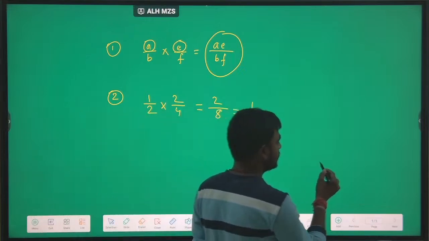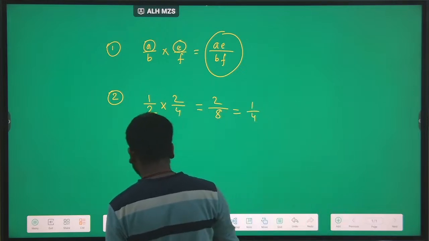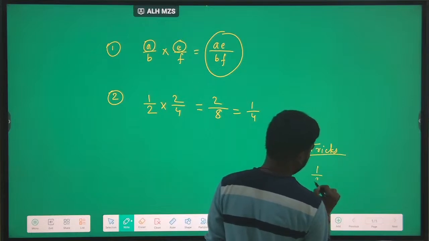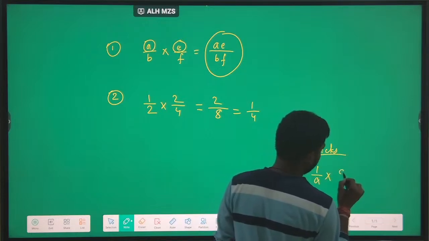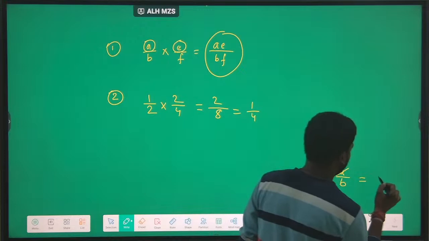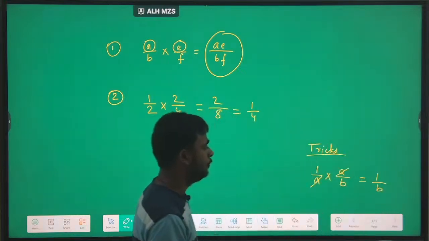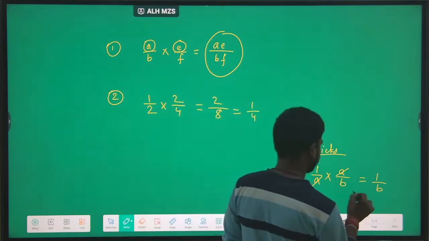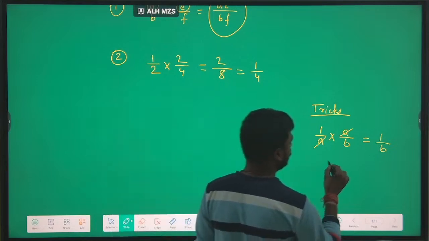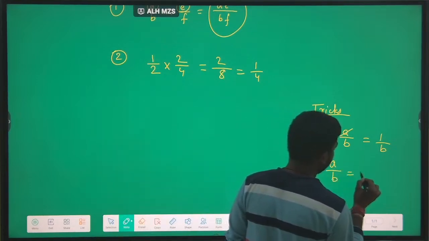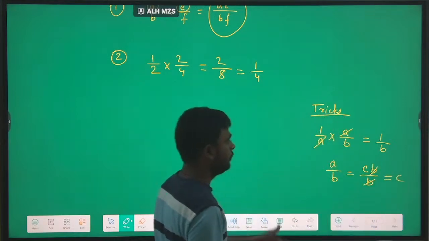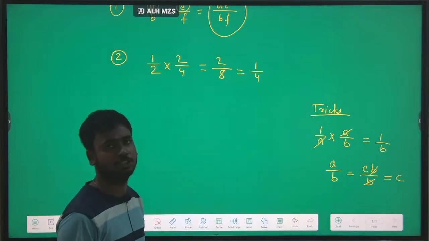Now, we will use certain tricks. What are the tricks? 1 by a into a upon b, we can divide this a and a. So, what we will get? We will get 1 upon b. We can use this trick, or else a upon b into c upon a, or if we have a upon b into c by b type, we can divide this b and b, so it will be c. We will use these tricks in solving the questions.